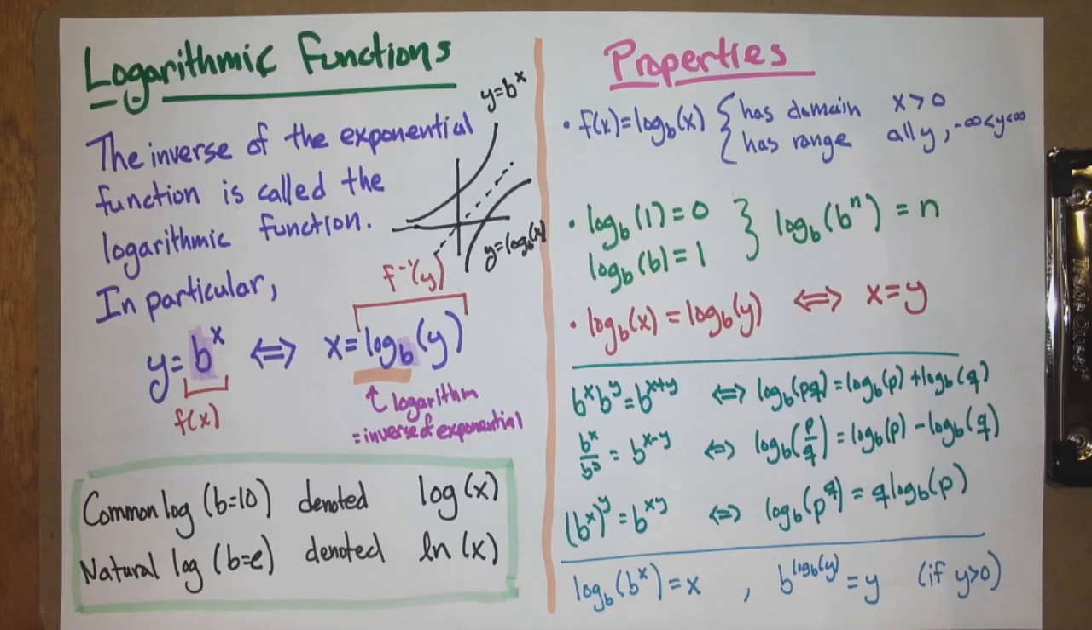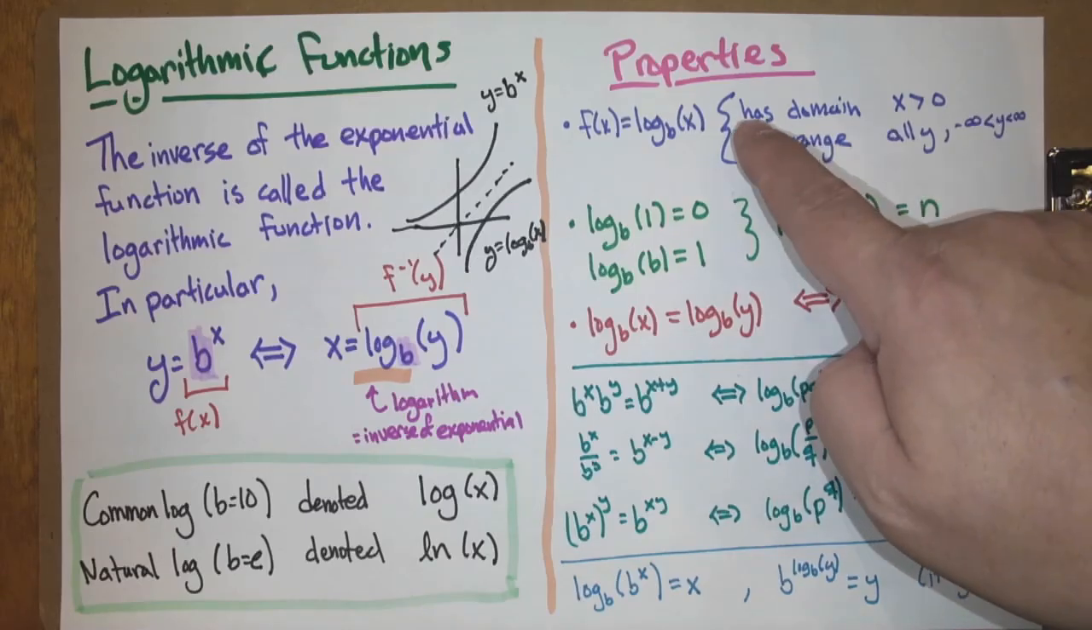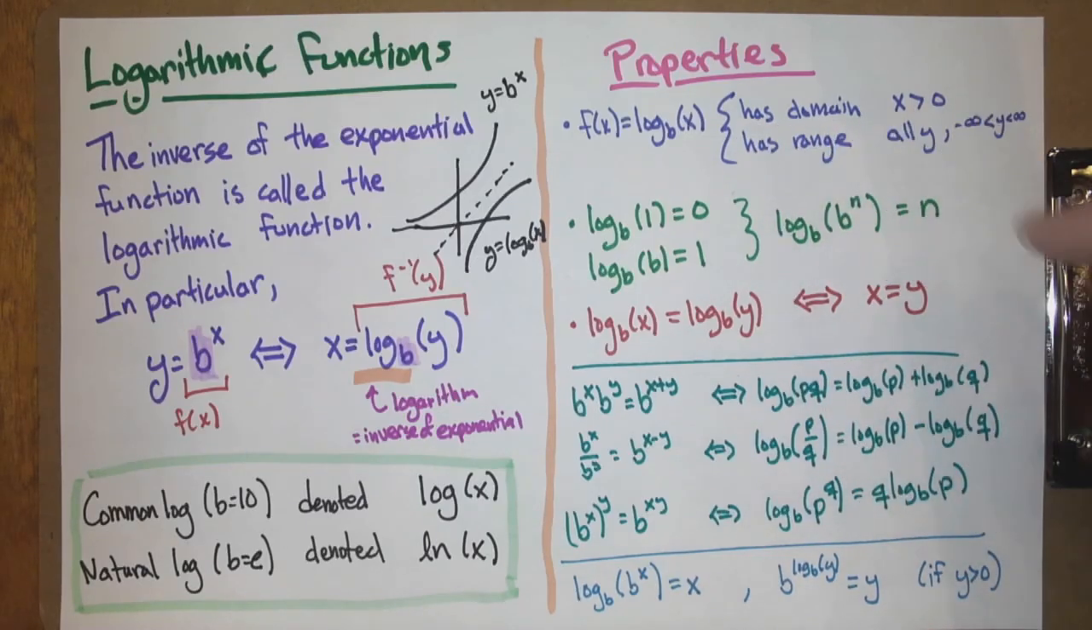On the other hand, we said the range of exponential functions, the only thing we can get out of an exponential function is a positive number. It's an optimistic function. So, again, since we swap domain and range, that says the only thing you can plug into a logarithmic function is a positive number.